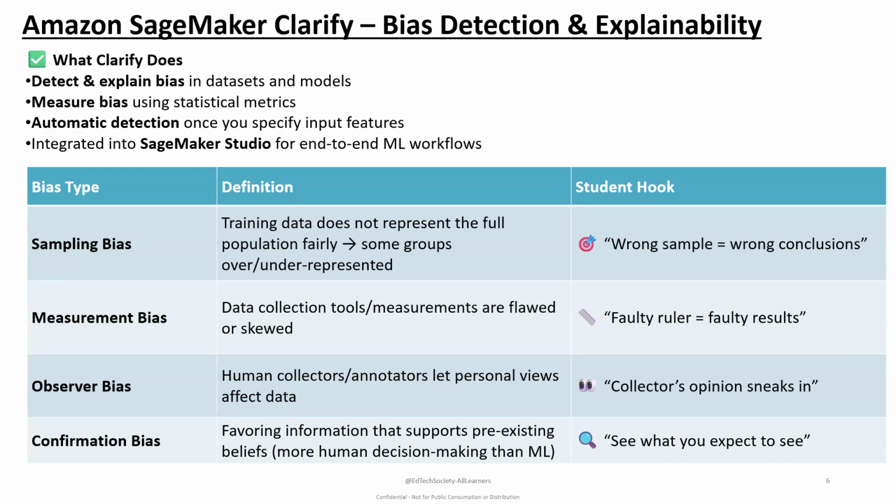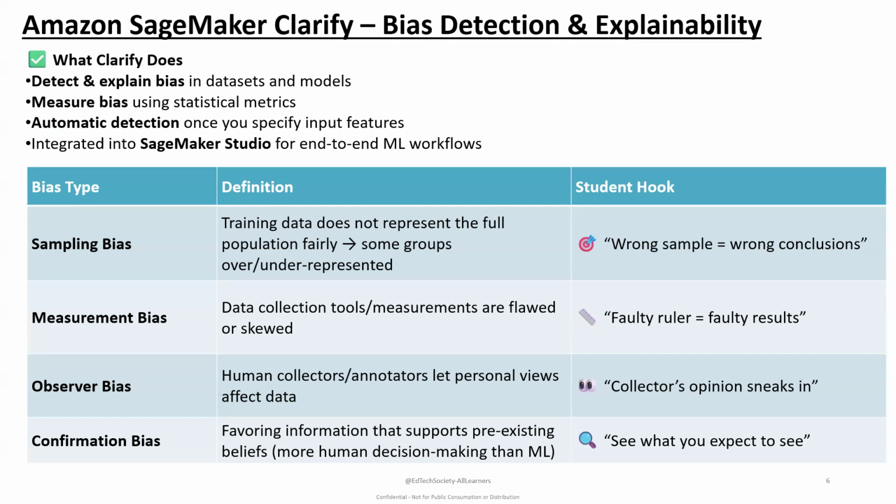There are a few statistical metrics I already explained. If any of you don't know, please go and check our previous videos. There is automatic detection. SageMaker Clarify has this feature. Try to remember this. It can automatically detect once you specify any input features. This automatic detection other services do not have. So bias detection is a very important feature, and SageMaker Clarify provides this.